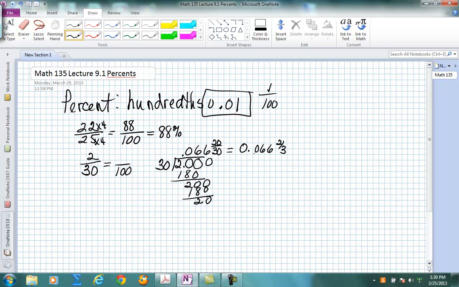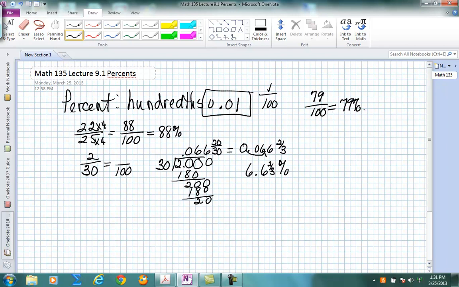And now I can change that decimal to a percent by moving the decimal right 2 places. So this would be 6 and 2/3 tenths %. So changing the fraction to a decimal and the decimal to a percent is sometimes the route that you have to go. But any time that your denominator is already 100, then that's the percent that you have.